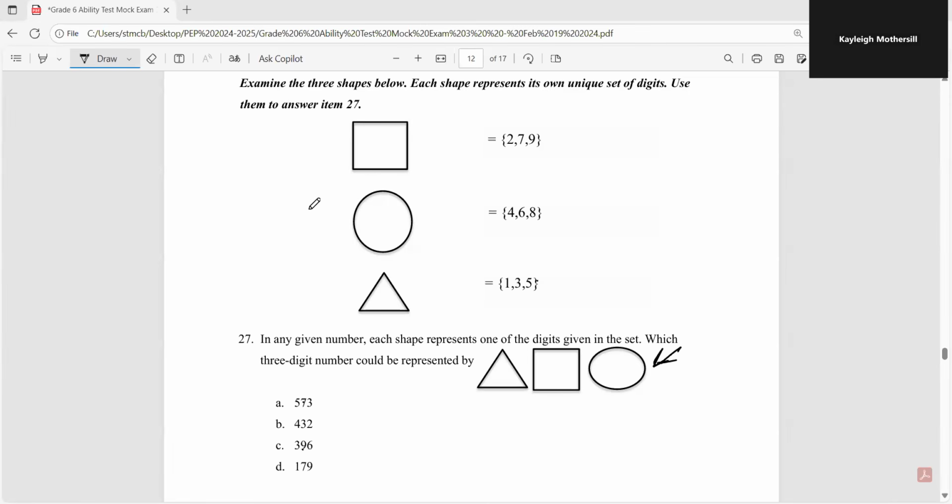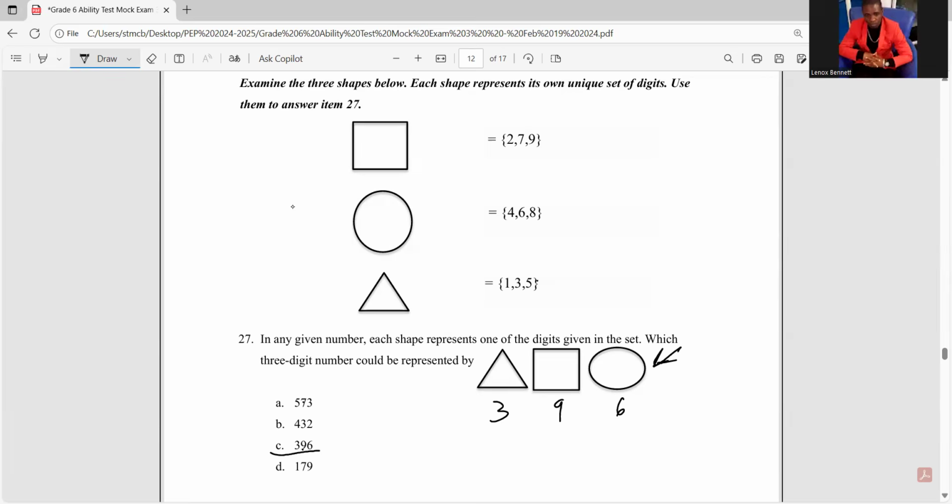Okay, sir. So you would look at the square and you would see which number is in it that is in any of the options, and it is in C. And if you look at the circle, you would see that 6 is in the circle. If you look at the triangle, you would see that 3 is in it. So it would make 396.